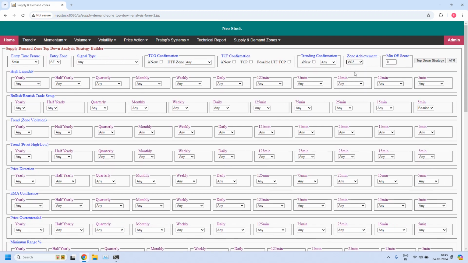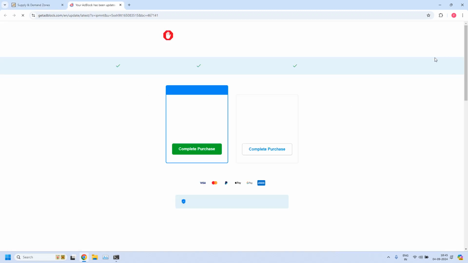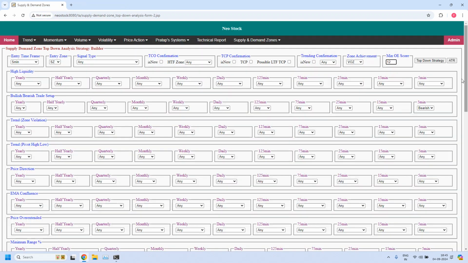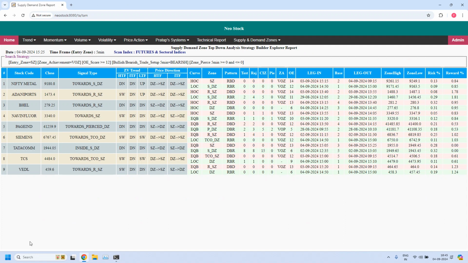Zone achievement is violated opposing zone. Minimum order enhancer score is 12. All the 3 filters are applied to the 5-minute supply zone. Now 9 stocks are filtered. All these 9 stocks are currently supporting bearish trade setup for hourly income trade.